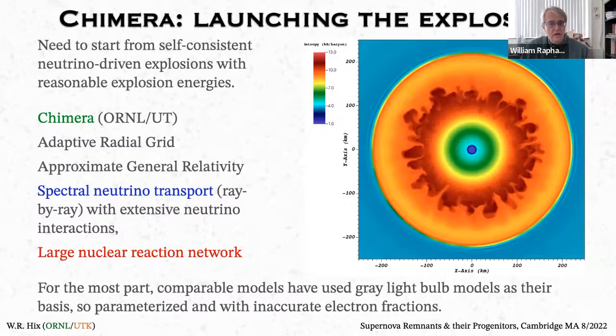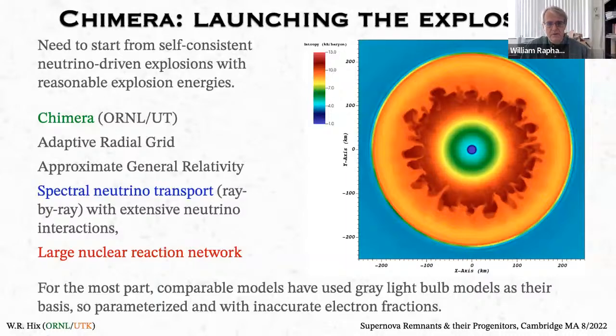moments ago. We set out to do this a little bit better by using the best supernova model we could get. Most of the work that's been done in this area has been done with somewhat approximate supernova models, usually gray neutrino transport models, with some parameterization. So we set out to basically say, this is a Chimera model. What does it look like at the end of the day when it hits the surface of the star?